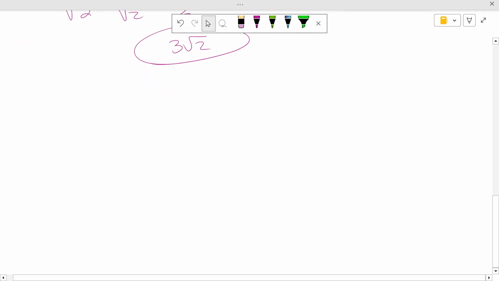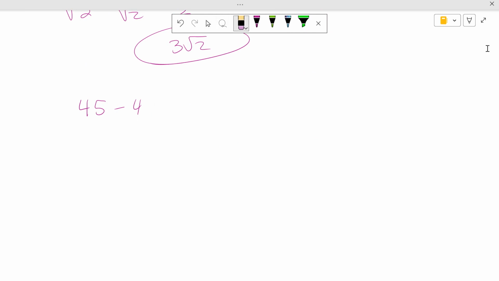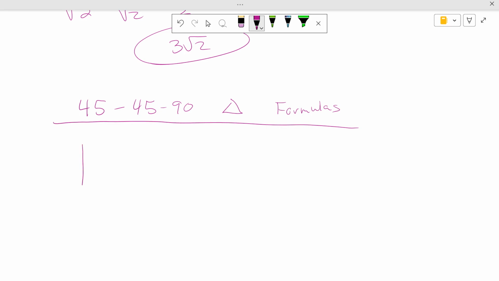So here's the 45, 45. Oh, Mr. Bierschbach, you start thinking in your head before you write. 45, 45, 90 triangle formulas. If you want to write this down in your notebook, it's not a bad idea.